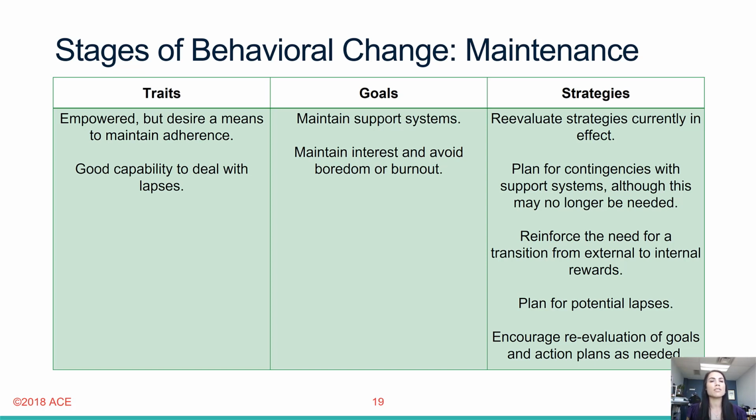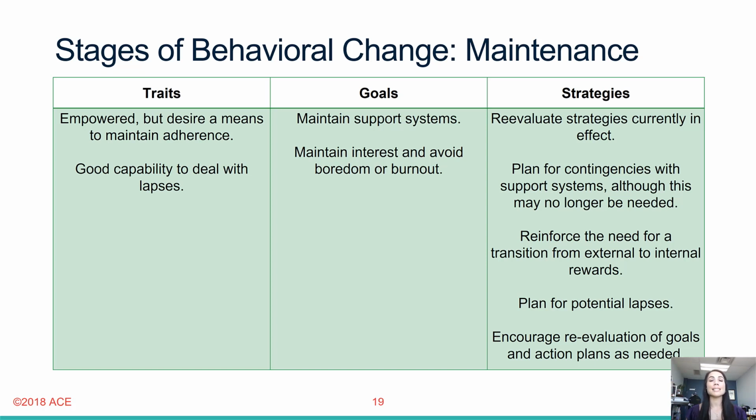And the traits here of someone who is in maintenance are they're empowered, and they have desire and means to maintain adherence, right? They feel like they know how to do it, they feel comfortable in doing it, and they want to keep doing that health behavior. They have a good capability to deal with lapses. So at this point, they've now been doing it for so long, again, 6 months or more, that even if something were to happen, they're able to get back on that wagon and continue that health behavior.